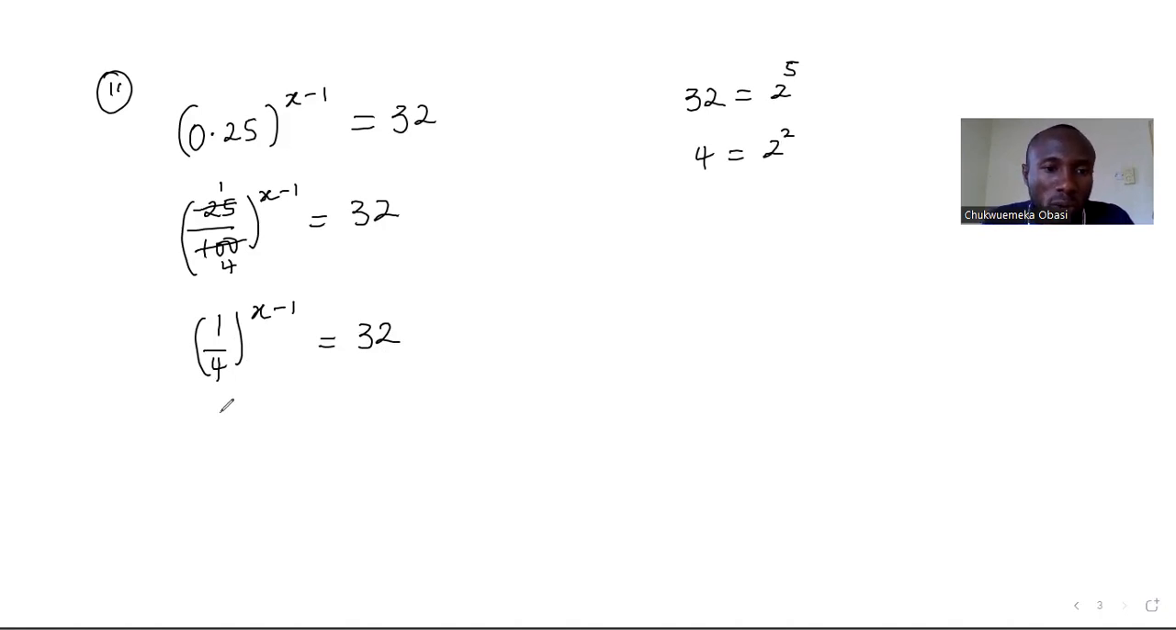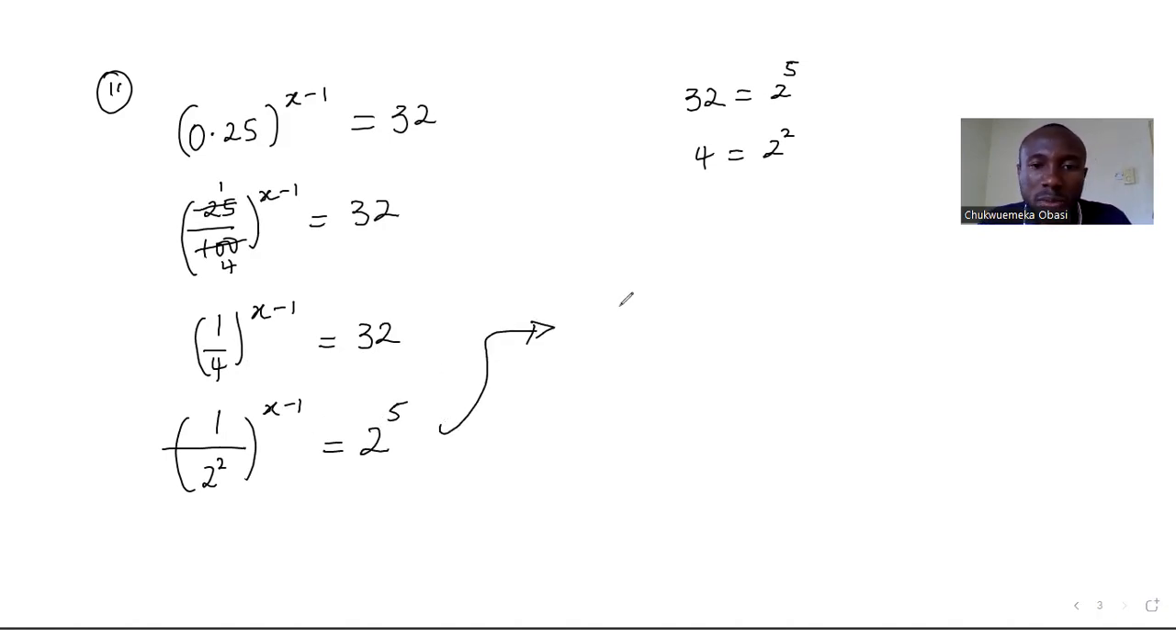So remember, this 4 is the same as 2 to the 2, then all to the x minus 1 is equal to 2 to the 5. Then I can go ahead and say 1 over 2 to the 2 is the same thing as 2 to the negative 2. 2 to the negative 2 is just this guy right here. Then all to the x minus 1 is equal to 2 to the 5.